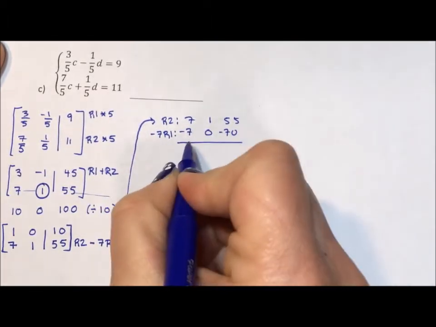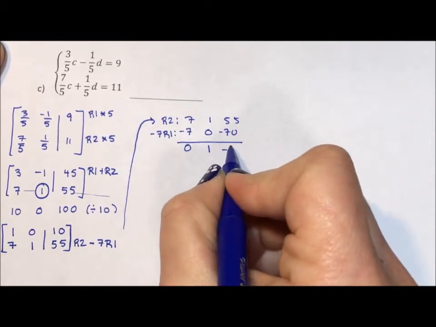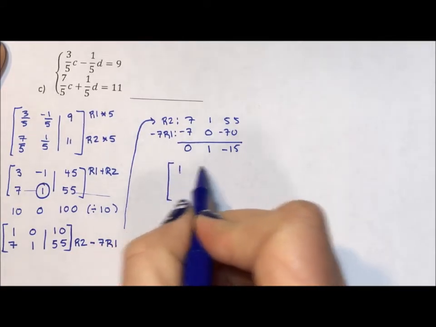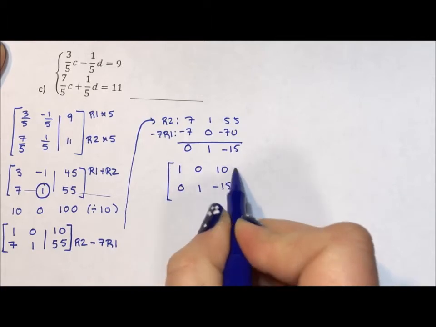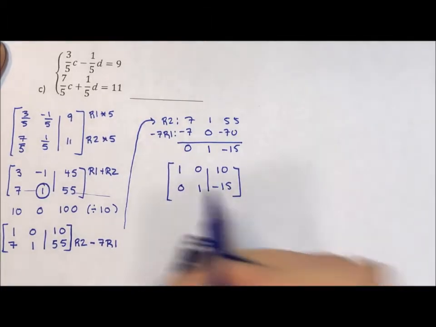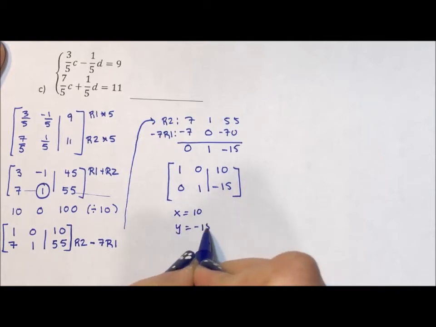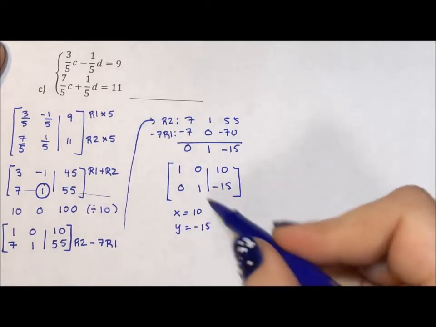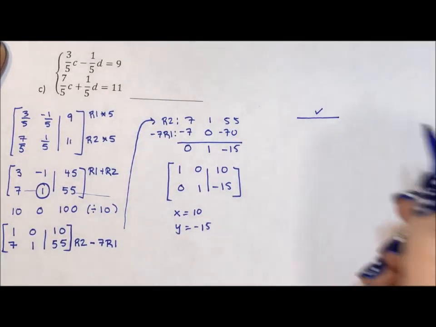When we add down, we get a 0. We get a 1, we get a -15. So that we now have 1, 0, 10, 0, 1, -15, augmented matrix. This literally translates to x equals 10, y equals -15. If I had to translate the augmented matrix back into a system of equations, that's what I would be left with. I always like to check my work to make sure everything worked out.